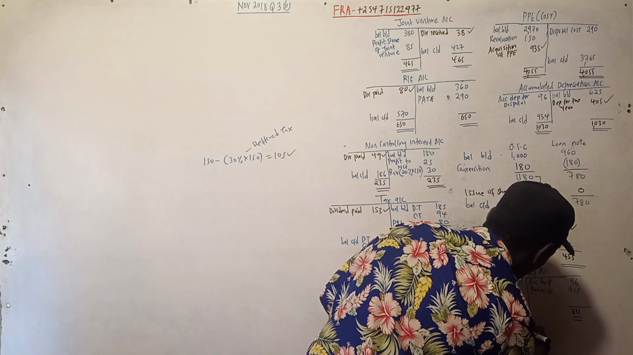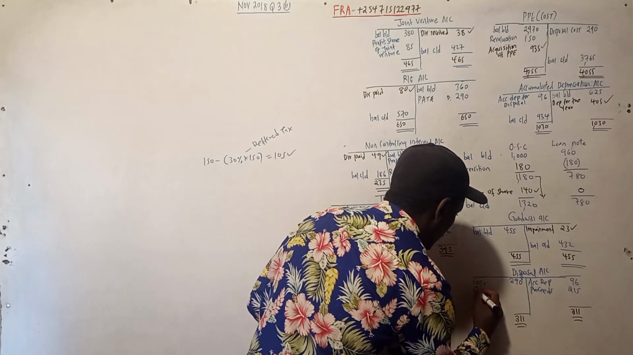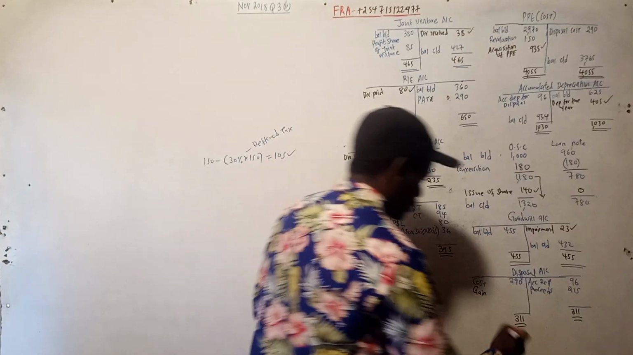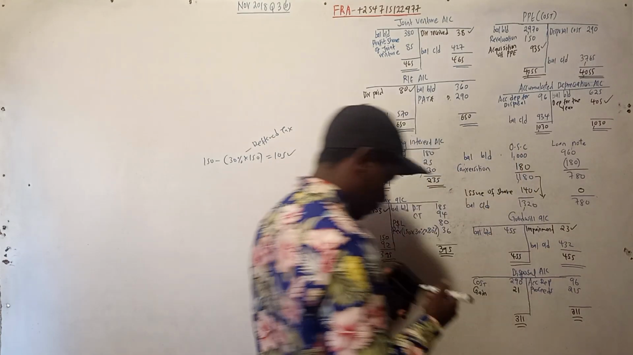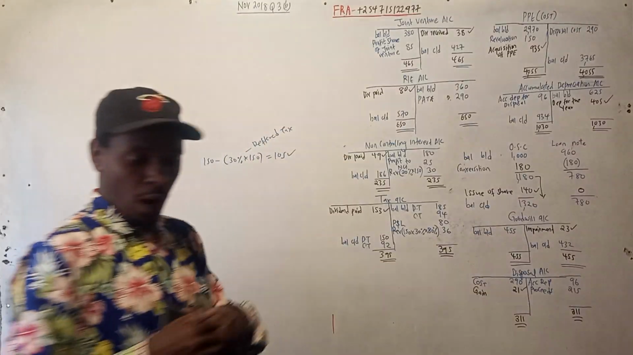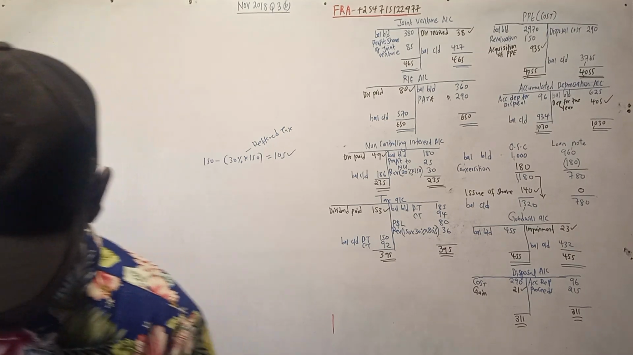311. So meaning the balancing figure is a gain. Gain on disposal, so 311 minus 290, that is 21. And this is the balancing figure, 21. Then we have another final account that we need to prepare.